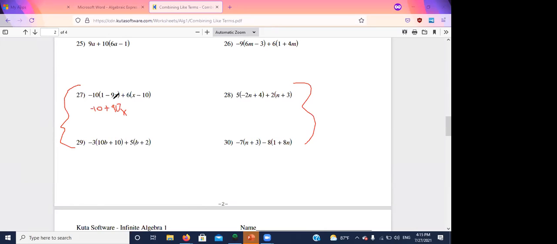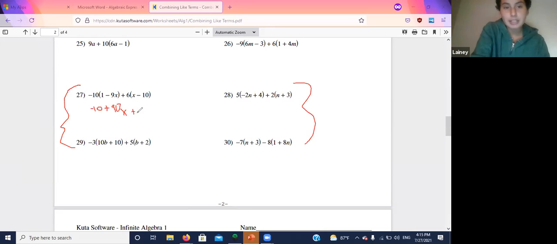Yeah. Okay. And then from there, we'd have plus 6x minus 60. Why don't you finish off simplifying that and then try the rest on your own?